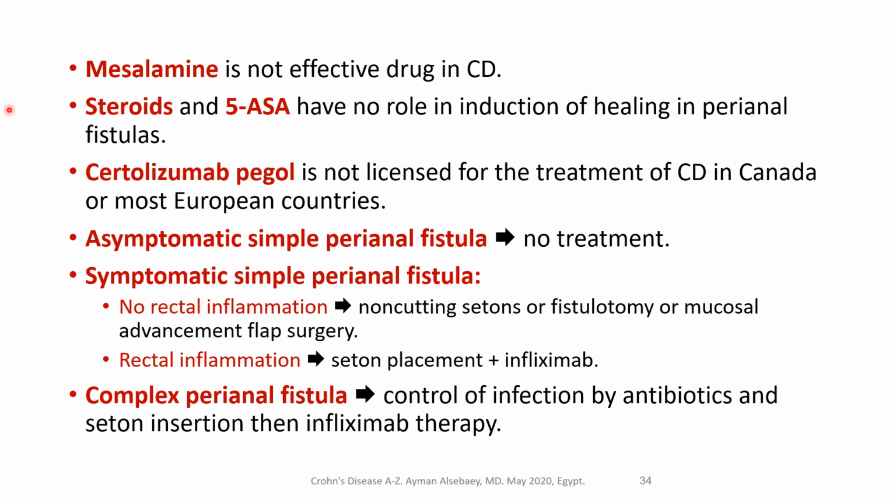Again, mesalamine has no role in the treatment of Crohn's disease. Corticosteroid and 5-ASA have no role in the treatment of perianal fistula. Certolizumab is not used in Canada and in Europe. Okay? Fistula, we should classify it into simple or complex. If it is simple and asymptomatic, no treatment. If it is symptomatic simple, look to the rectum. If it is inflamed, we will consider it complex. If there is no rectal inflammation, just seton or fistulotomy. Okay? Of course, the complex perianal fistula, it will need antibiotics, anti-TNF, and surgery.